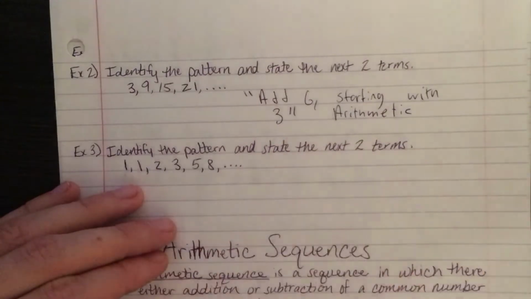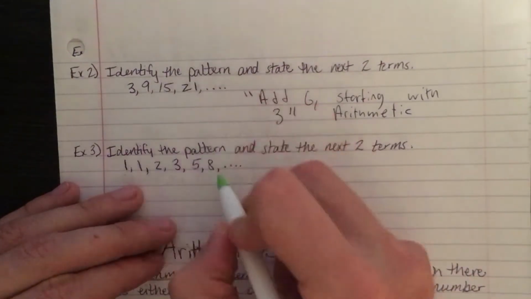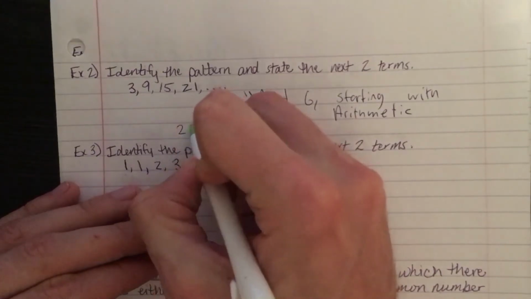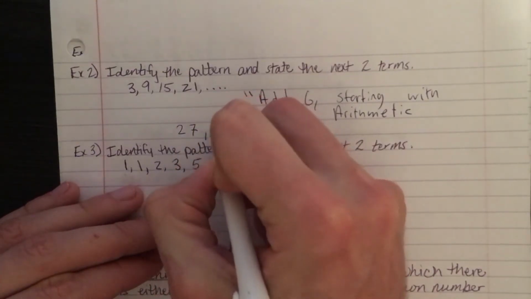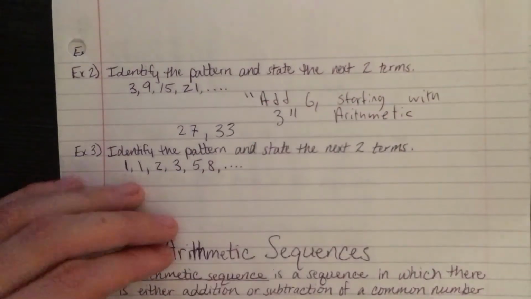So here we're adding 6, and then our next two terms would be 21 plus 6 is 27, and 27 plus 6 is 33.